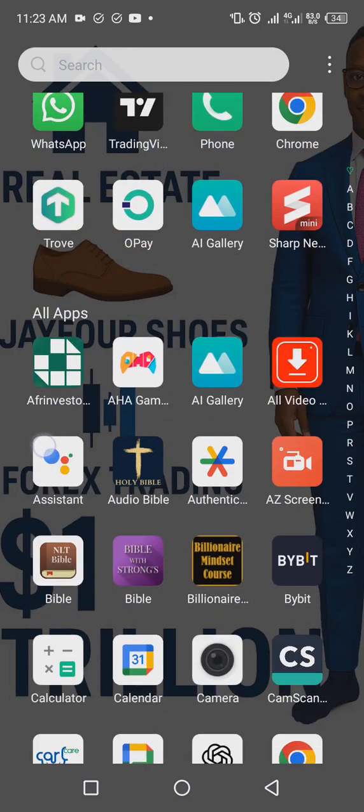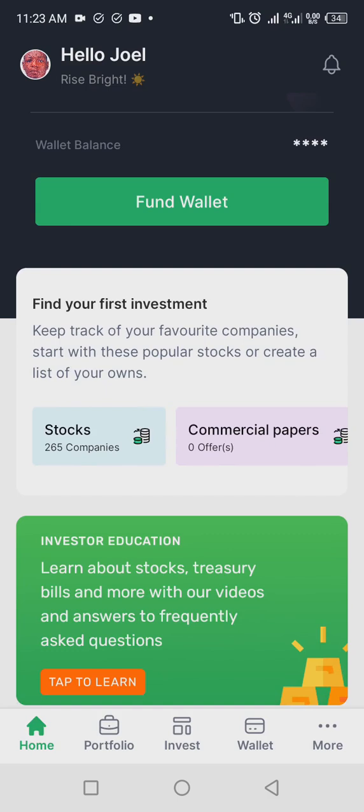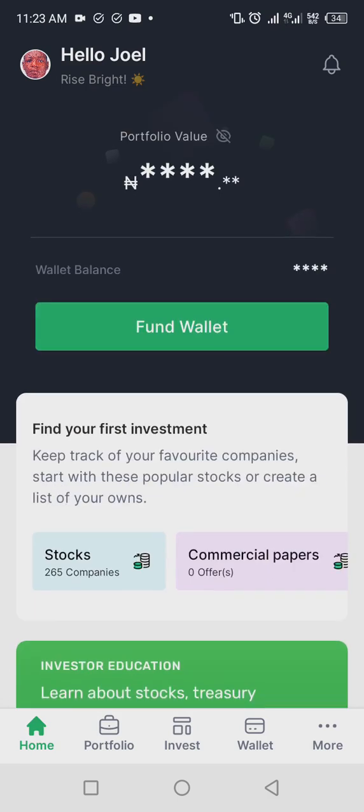So this is the Affrienvestor app. You can get it on Play Store and on App Store. Basically, everything about this app is very, very easy. But you should note that Affrienvestor only supports Nigerian stocks. Only. No US stocks, no China stocks, nothing. Just Nigerian stocks. Is that okay?